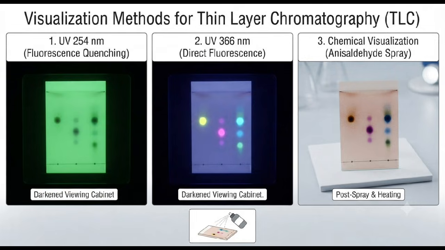Detection of spots. After development, the separated components are detected depending on the nature of the compounds. Spots may be observed directly under ultraviolet light or after treatment with a suitable visualization reagent.